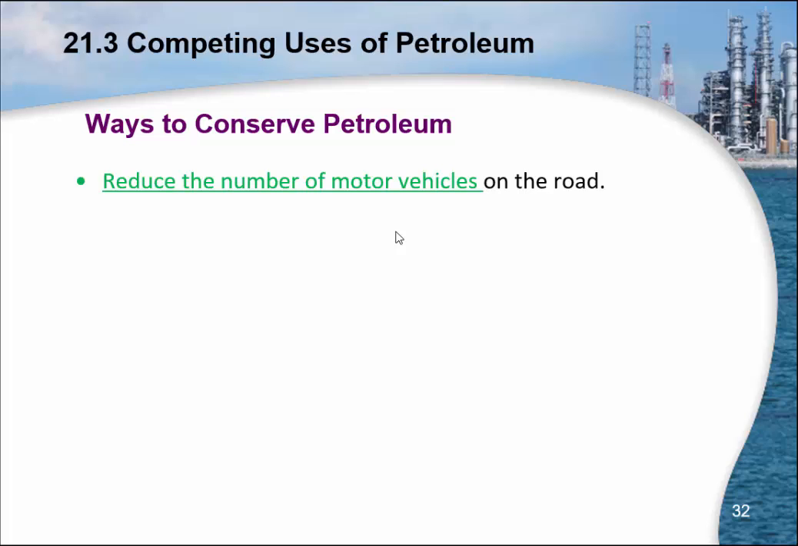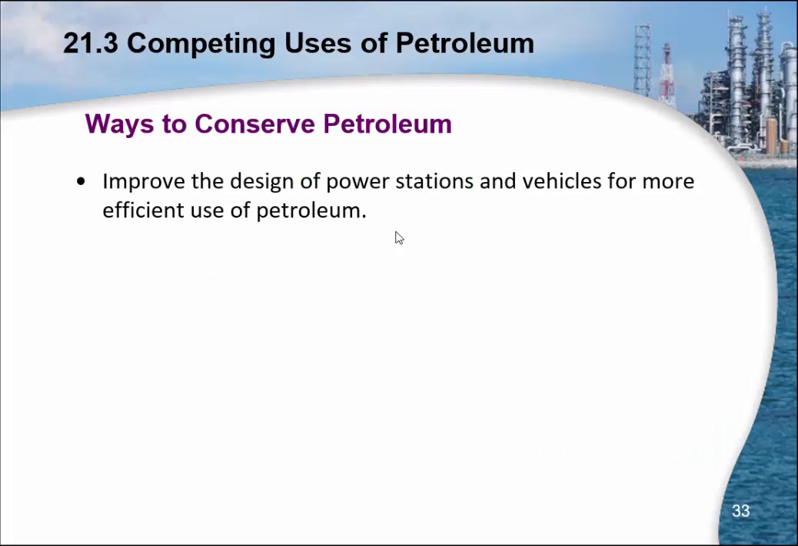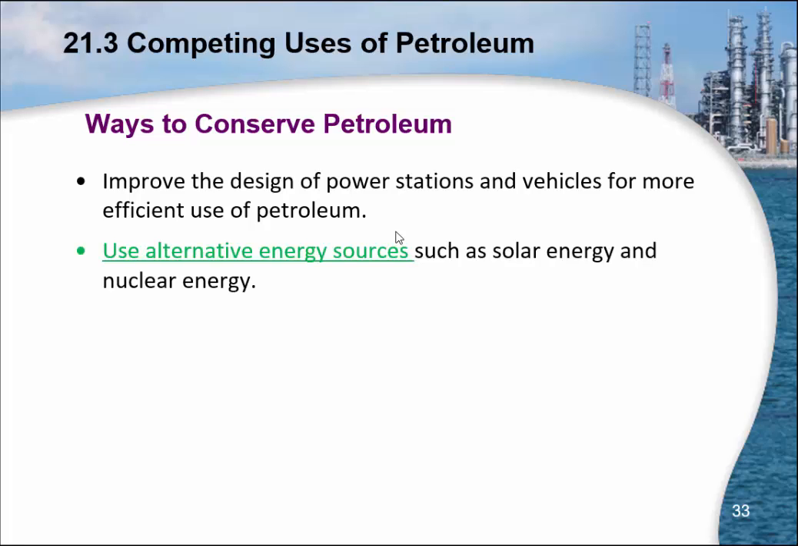We can reduce the number of motor vehicles on the road by taking public transport and drive cars that consume less petrol. Also improve the design of power stations and vehicles for more efficient use of petroleum. Or better still, we use alternative energy sources such as solar energy and nuclear energy.